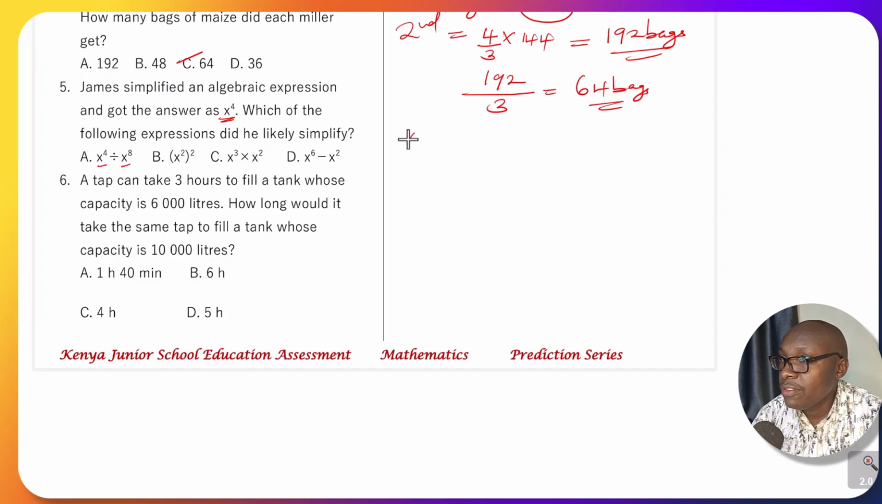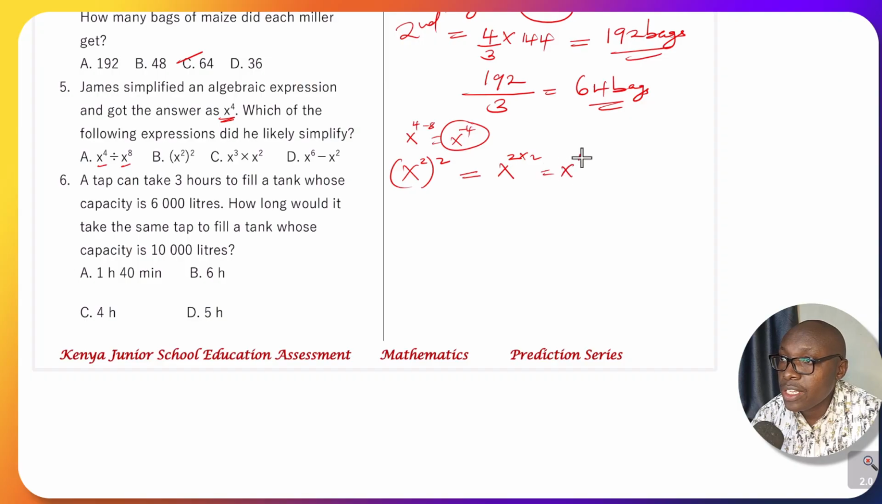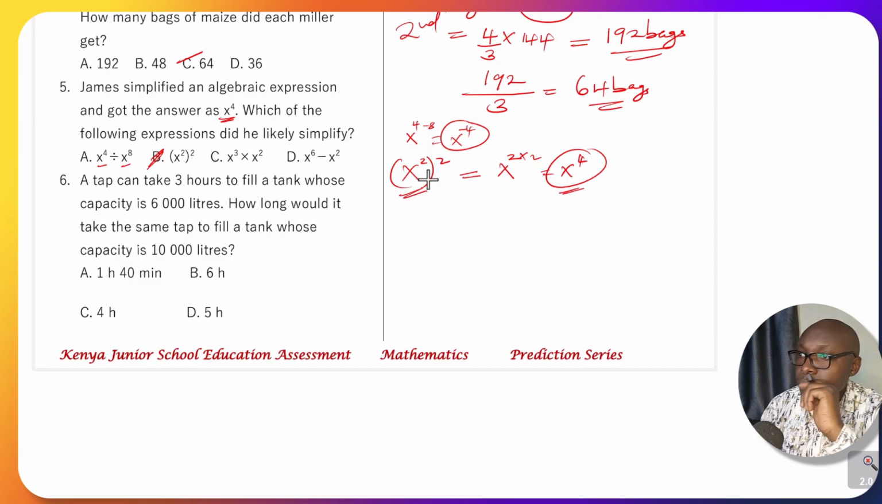So for part A, if I am to work that out, I will take x, then subtract the powers, that is 4 minus 8. And this will be x to the power -4. So that is not the one. Then for part B, you have x squared, and then you square that. This is how you work it out. You take x, and then open the bracket, you take 2 multiplied by 2. And this will give you x to the power 4. So I don't even need to proceed to the others, because this is the one that gives us the solution. When you simplify this, you get x to the power 4. So that is exactly how you're supposed to solve that.